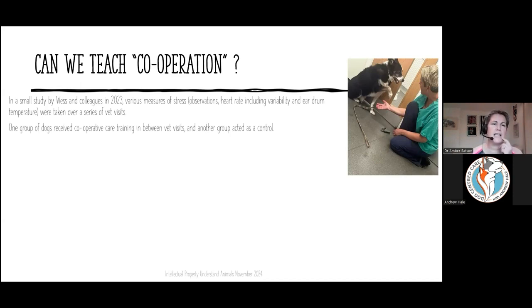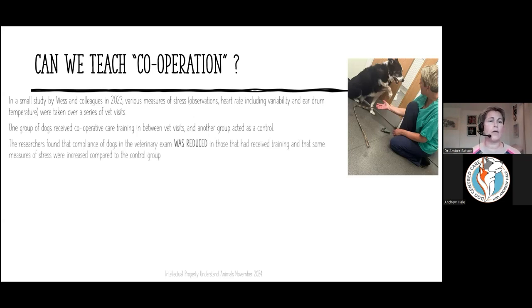It was a small study and they did some cooperative care training for one group of dogs and didn't for others. And they actually found that the compliance of the dogs for those that had the cooperative care training was reduced compared to those that didn't receive it. And that was really concerning and disappointing, of course.